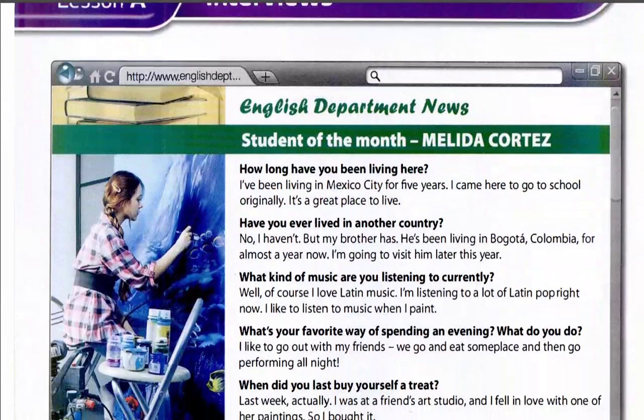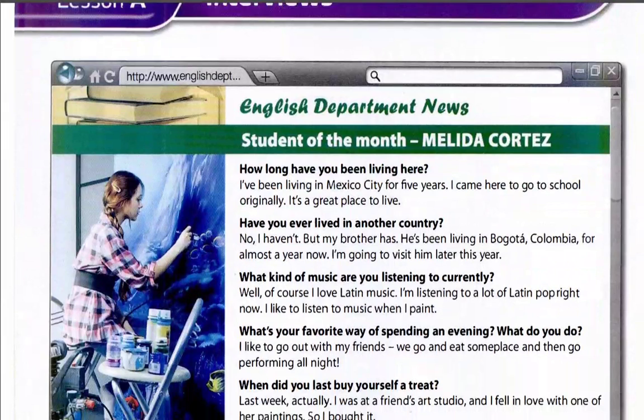What is the verb tense here? How long have you been living? This is the present perfect continuous. She started living here 5 years ago. She's still living here now. An action that started in the past and continues into the present. How long have you been living here? This is a classic present perfect continuous question. Sometimes I abbreviate it and call it the PPC.